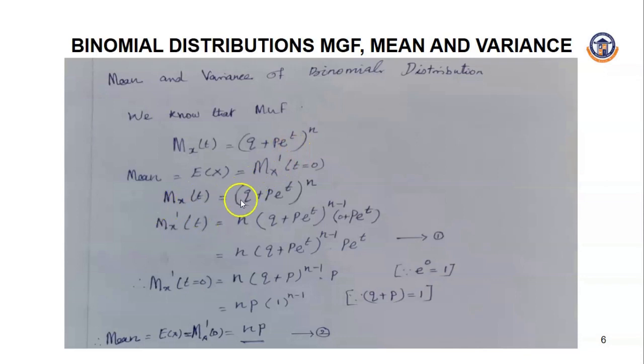So that is Mx of t is equal to (q plus p e power t) whole to the power n. So differentiate with respect to t. So first one, Mx dash of t, that is n into (q plus p e power t) whole to the power n minus 1 into differentiation of (q plus p e power t). Differentiation of q, that is constant, 0, plus p being the constant into e power t. Differentiation of e power t is equal to e power t.